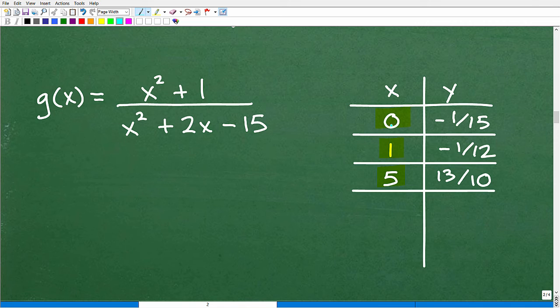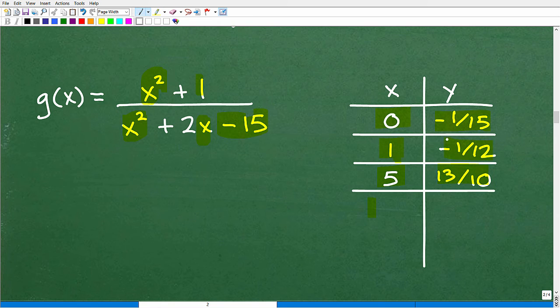All right, so here's just a quick example of some points. When x is 0, I plug in 0 right here, and I do all this lovely math. You can see y is going to be equal to negative 1/15. Then when I plug in x is 1, I do all this math and get negative 1/12. I'll plug in a 5. I can just go through and get a bunch of points down here, and then you're going to plot these points.